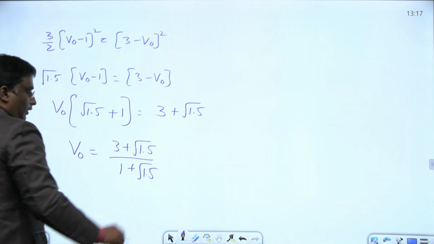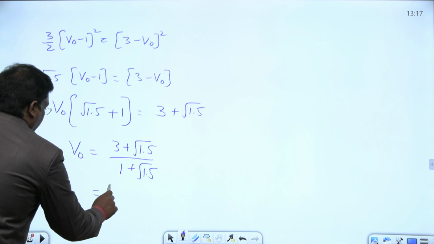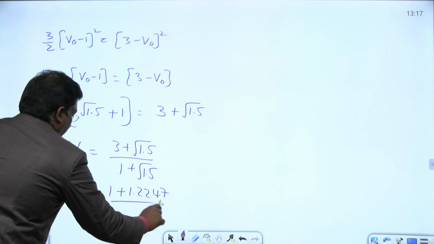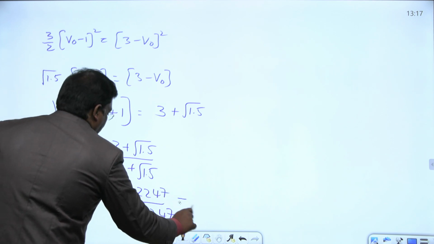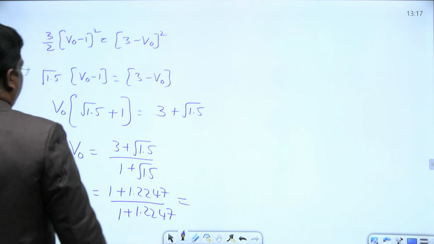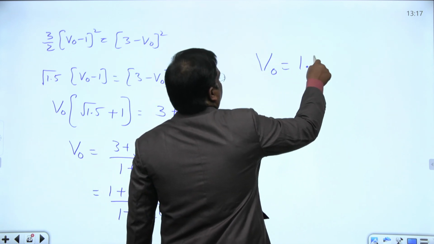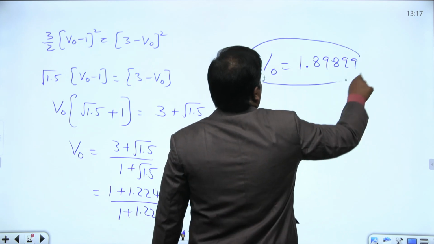Take the calculator and try to calculate this value of V naught. Square root of 1.5 is 1.2247. So 3 plus 1.2247 divided by 1 plus 1.2247. Calculator, tell me this value. What is the value of V naught? 1.89899, so 1.89899 volts you are getting.